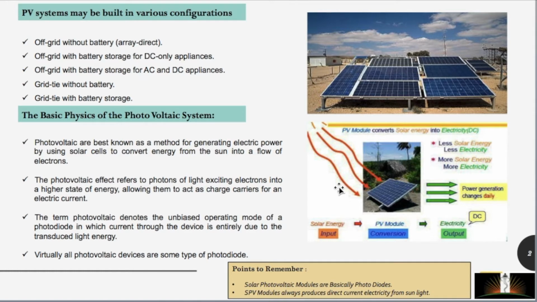Next, the other part is the grid tied system, which is basically connected to the grid. Grid tied can be used in two patterns: one without battery, one with battery. Without battery means we are connecting a solar panel to an inverter and putting it to the grid. So whenever the grid electricity is there, our system will operate.